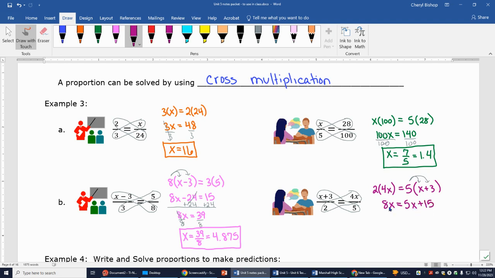I have x's on both sides of my equal, so I can't just add them together because they're on different sides of the equals. So to move them to the same side of equals, I have to use my subtraction property of equality to get my x's together. That's going to leave me with 3x equals 15. Division property of equality, divide by 3, and x is going to equal 5.